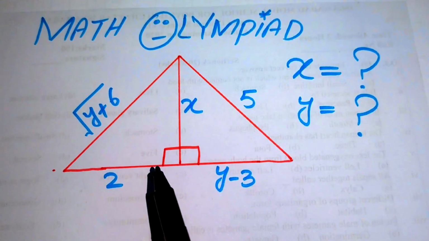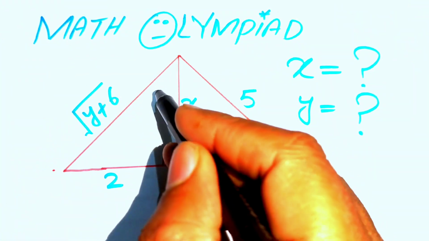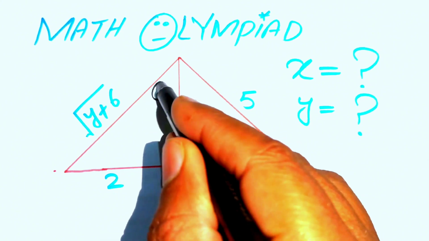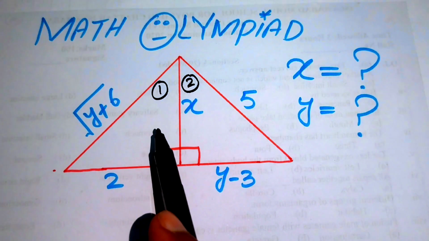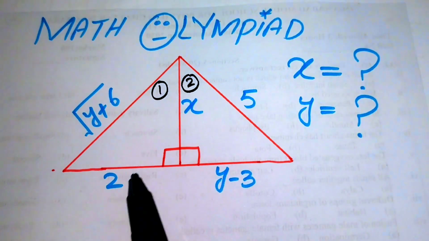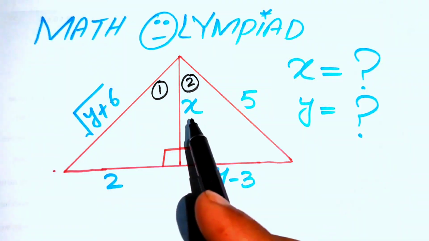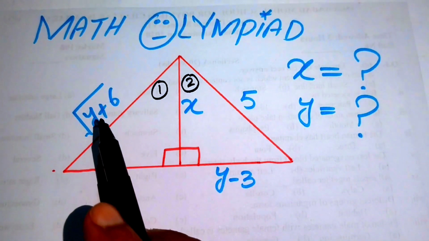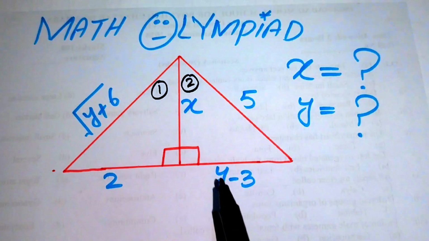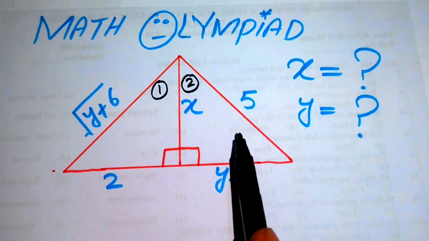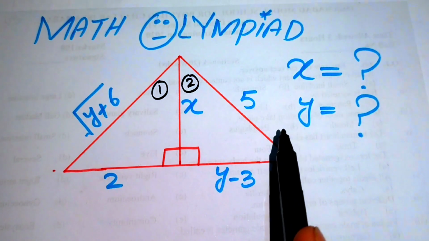Here we have two right triangles, which we denote as right triangle 1 and right triangle 2. In right triangle 1, the side lengths are 2, x, and square root of y plus 6, and the side lengths of triangle 2 are x, y minus 3, and 5. So here our target is to find the values of x and y.